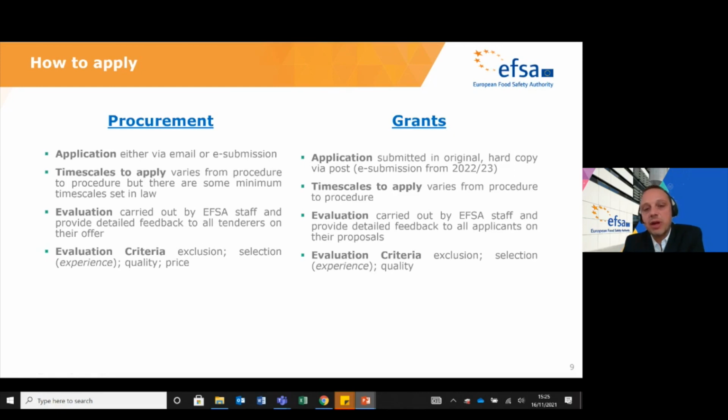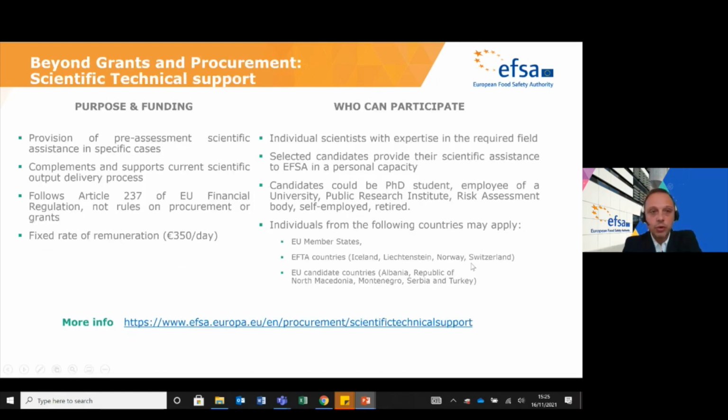And in terms of the evaluation criteria, we have the same criteria, except that the price is not part of the grant logic, but still exclusion, selection, and quality will be the mandatory steps of the evaluation of any grant application. And I will conclude with this the presentation of this scheme, which is something that we have available in EFSA in addition to grants and procurement.